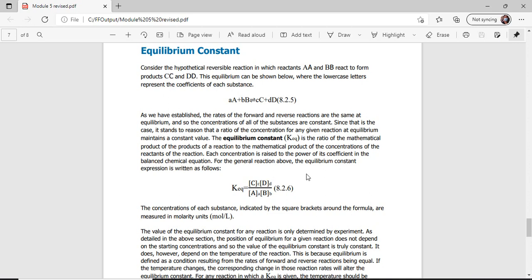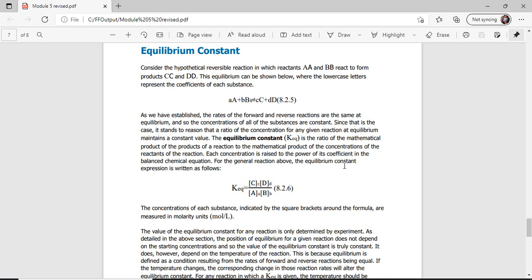You have your A, you have your coefficient nga A and coefficient nga B, and also sa C mo kag sa D. Okay, you have here the reactants, your A and B, and your product, your C and D. Okay, as we establish the rates for your forward, which is forming your product, and reverse reaction, which is the breaking down, at the same time, it's what you call your equilibrium. And the concentration of all your substance are in constant.